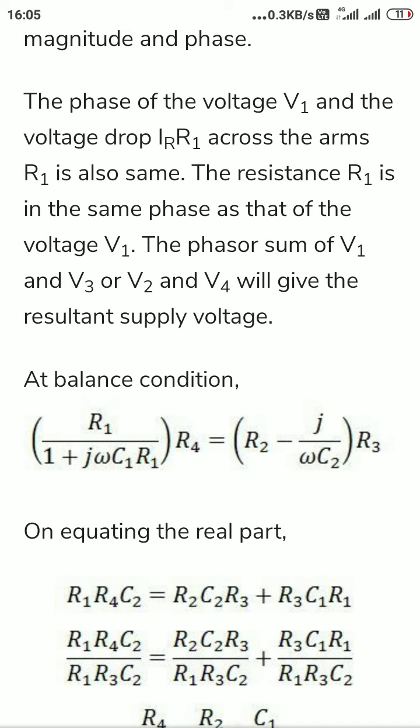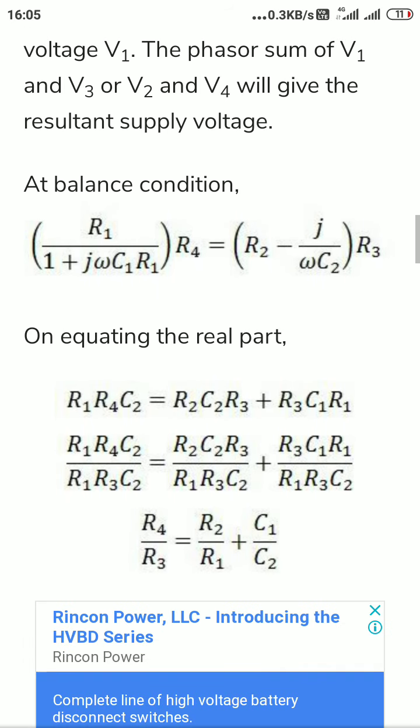Now in the balance condition, Z1 Z4 equals Z2 Z3. The value of Z1, obtained by parallel capacitance and resistance, is R1 upon 1 plus j omega C1 R1. The value of Z4 is R4. The value of Z2 is R2 minus j upon omega C2, and the value of Z3 is R3. Now we can solve this equation by equating the real part. Then you get R1 R4 C2 equal to R2 C2 R3 plus R3 C1 R1.